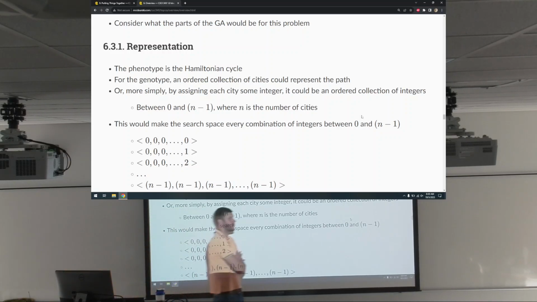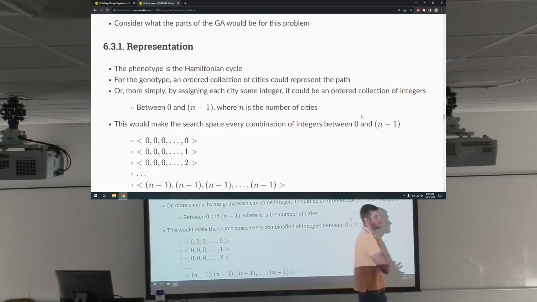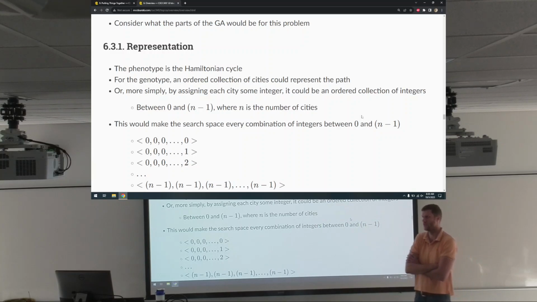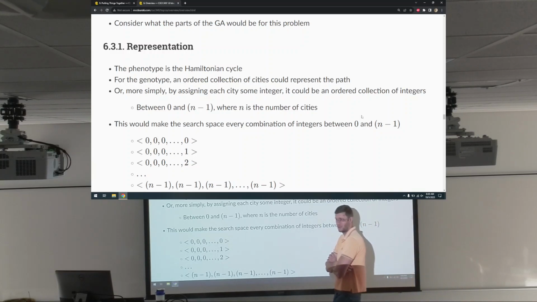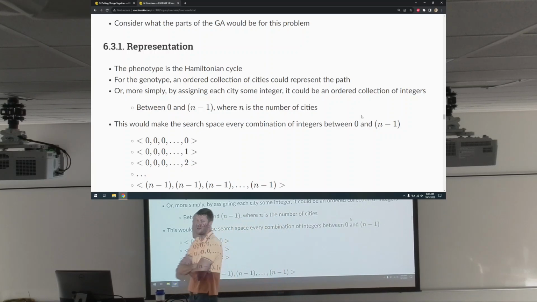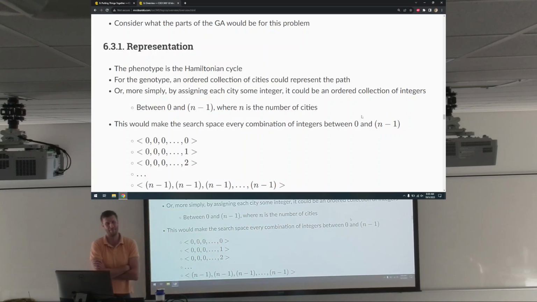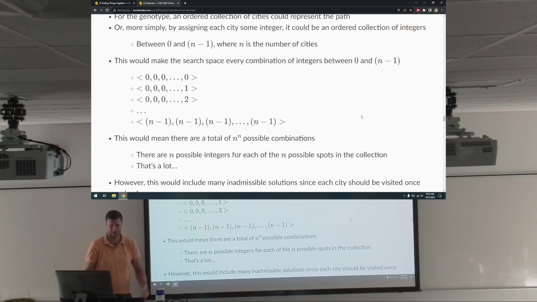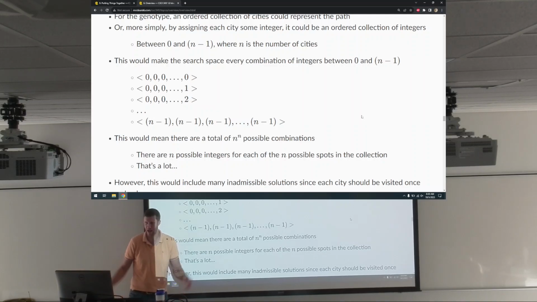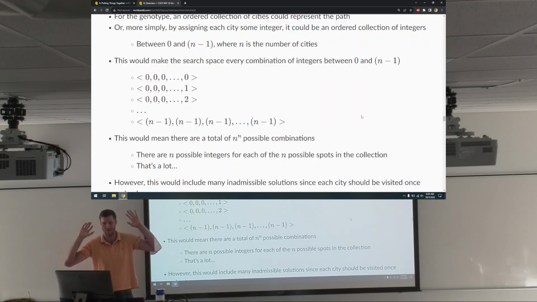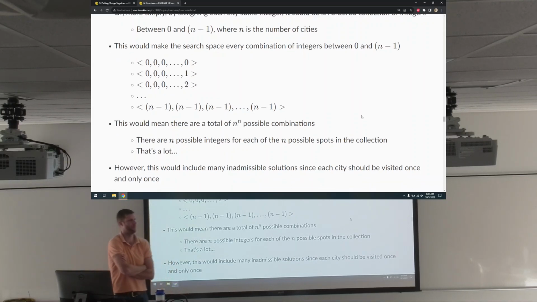And this would make the search space every single possible combination of integers between 0 and n minus 1. So you could start with n zeros, then n minus 1 zeros and a 1, n minus 1 zeros and then a 2, and we could keep going all the way down to n minus 1, n minus 1, n minus 1, n minus 1. Every possible combination of those integers. That means there's a total of n to the n possible combinations. And if that's not obvious to you, that's a big number. Okay? That's a really big number.